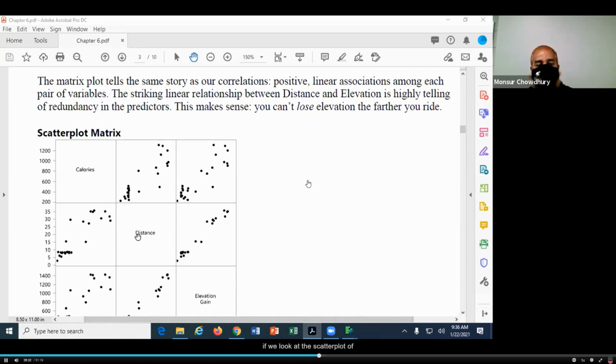Similarly, if we look at the scatter plot of distance versus the elevation gain, that means the scatter plot of two predictors, x versus another x, here you can see more strong because they are very close to the straight line, and this is also positive. That's the interpretation of the scatter plot matrix.